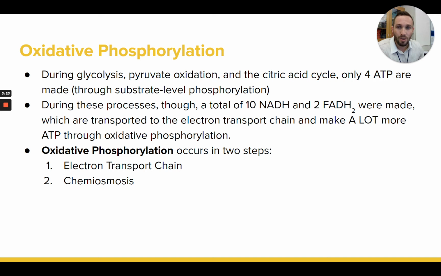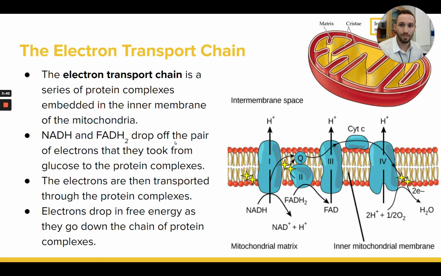And now they're going to take those electrons to the electron transport chain, where a lot more ATP is going to be made through this last part called oxidative phosphorylation. Oxidative phosphorylation occurs in 2 steps, the electron transport chain and chemiosmosis, which we're going to dive into. And so we'll start with the electron transport chain.